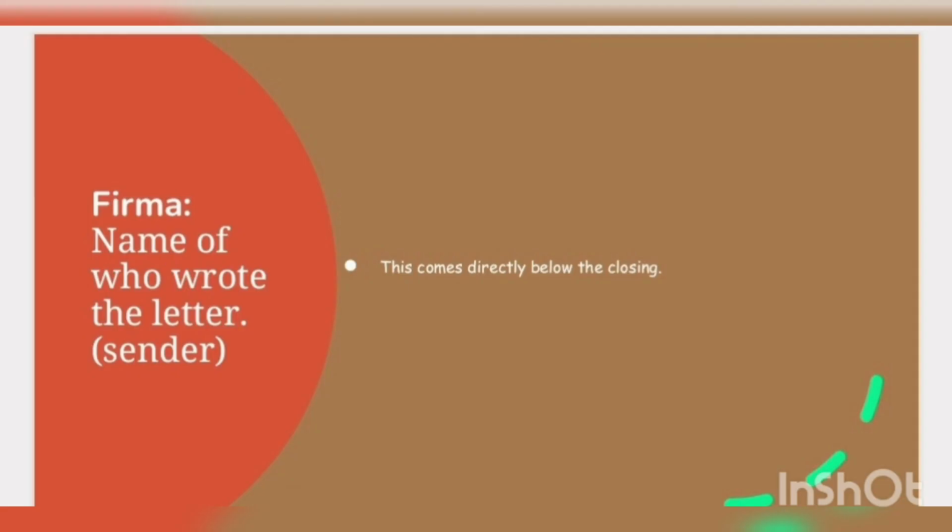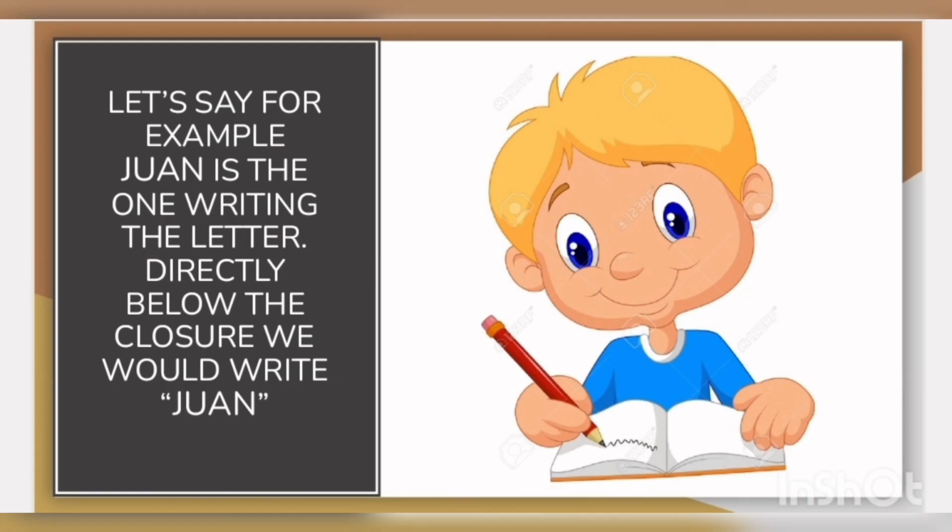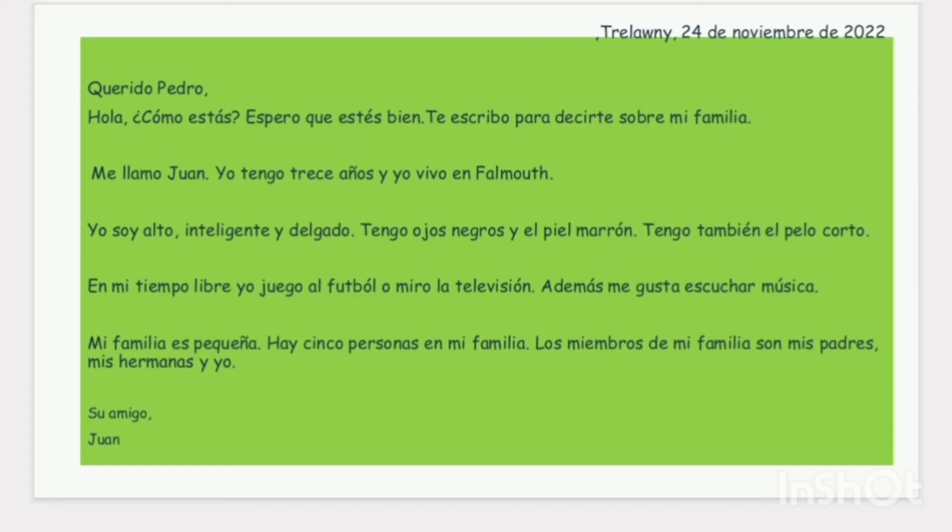Now finally, you have to include the name of the person who is writing the letter. So your name, the sender, and this is the firma. This comes directly below the closing. Let us say, for example, that Juan is the one writing this letter. So directly below the closure, we would write Juan. So this is our complete letter.